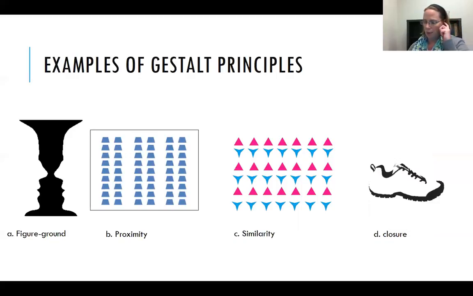We recognize that pattern. The fourth Gestalt principle is closure. So in this example of the shoe, your mind will fill in the missing lines so that you actually see the shoe even though the lines are not there. So those are some examples of Gestalt principles.